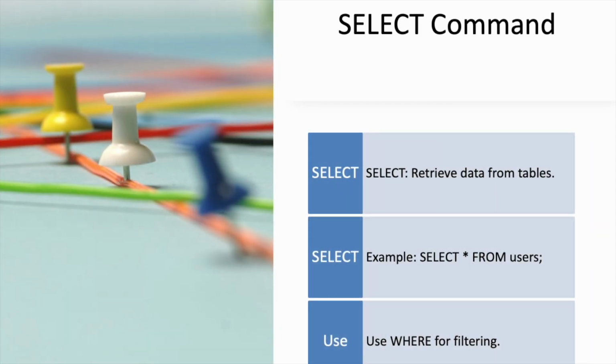The select statement is the most commonly used SQL command. It retrieves data from one or more tables in the database. Here is one simple example. SELECT * FROM users. This will return all columns and rows from the users table. To filter the result, we use the where clause. For example, SELECT * FROM users WHERE age > 25. Then this will show only the users who are older than 25 years.